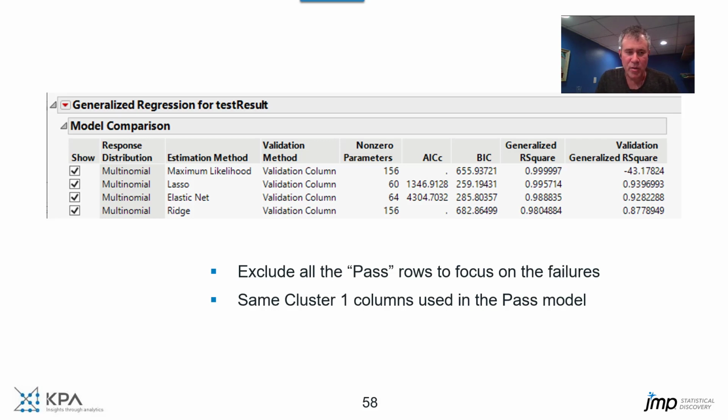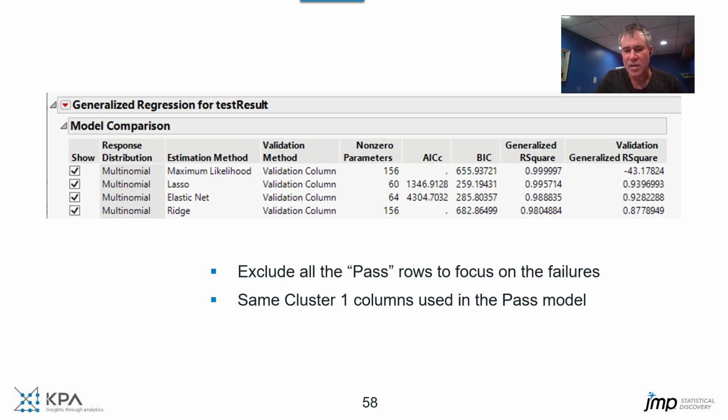I tried the multinomial Lasso, elastic net, and ridge, and I was particularly happy with the Lasso model because it gave me a validation R-square of about 0.94. Having been pretty happy with that, I went ahead and saved the probability formulas for each of the failure modes. And now the task is to come up with a simple rule that post-processes that prediction formula to make a decision about which failure mode.